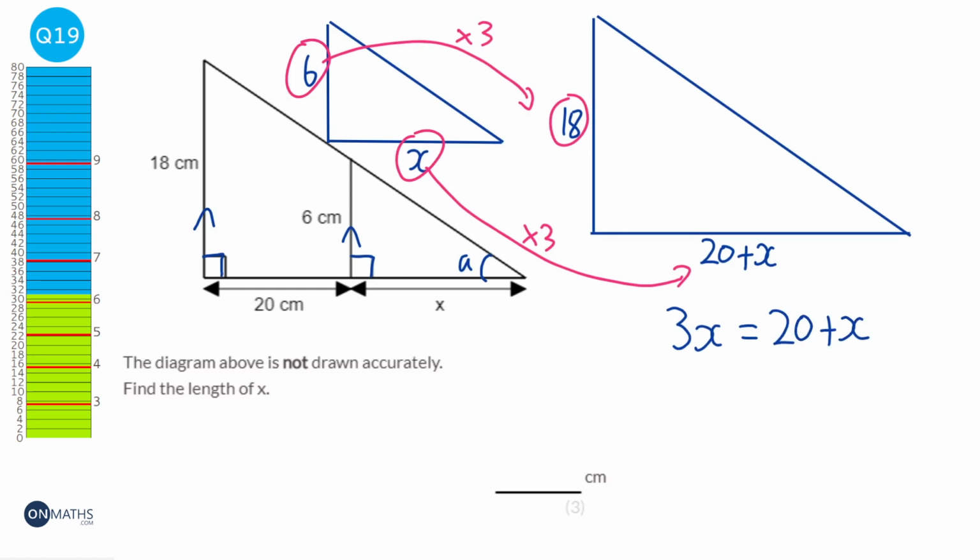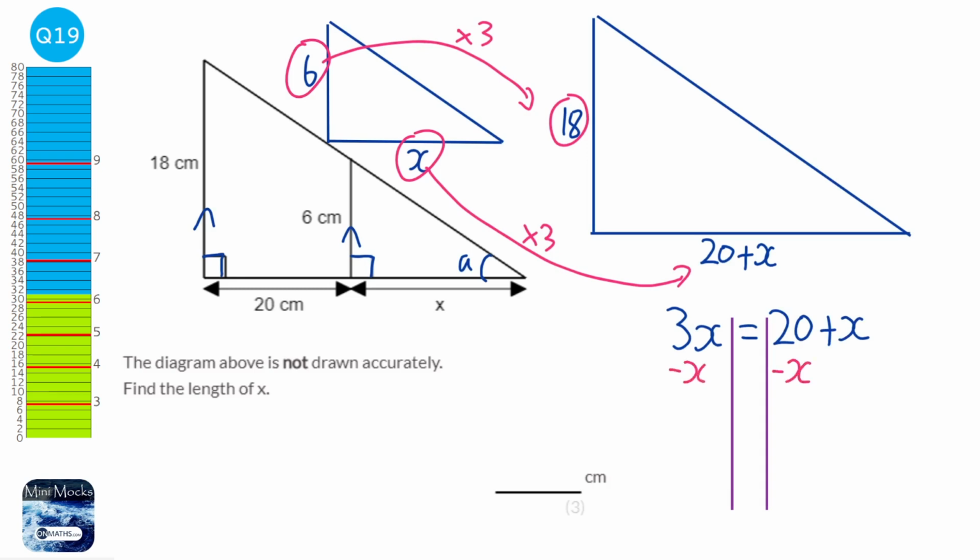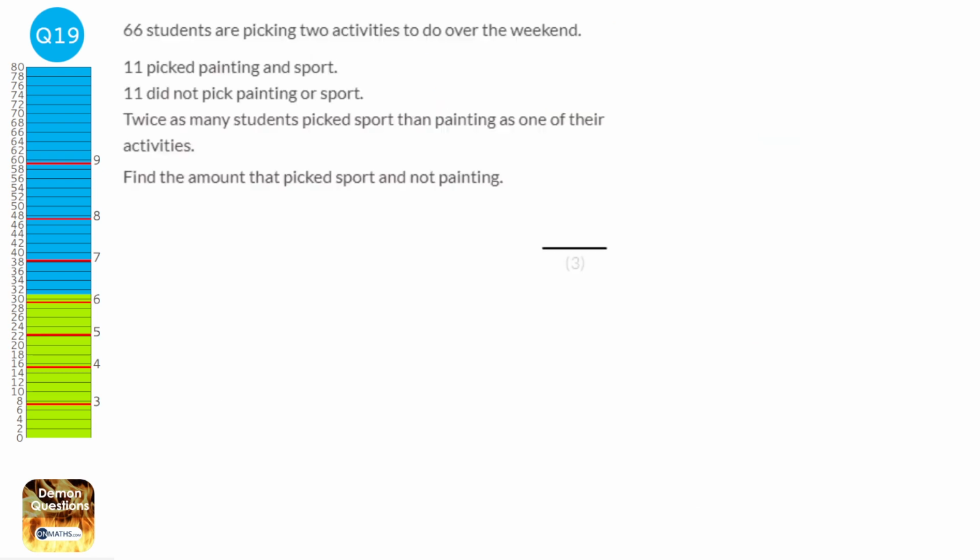And so I can solve this now. Subtract x both sides. Always subtract the smaller amount, so 2x equals 20. And then divide both sides by 2. And so we've got x equals 10. So we know that x equals 10, it says find the length x, and so that will be 10.